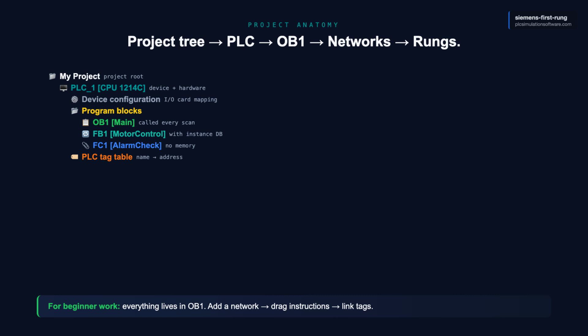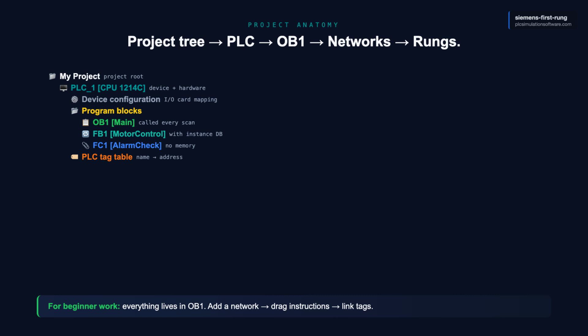TIA Portal uses 3 primary block types. OB1 is the organization block. It is the main program cycle. The CPU calls OB1 on every scan. Think of it as the container for your ladder rungs. Below OB1 are function blocks and function calls. FBs are reusable code blocks with their own data memory called an instance data block. FCs are function calls with no persistent memory. For a beginner program, you work inside OB1. Everything you see in this video lives in OB1 Network 1.